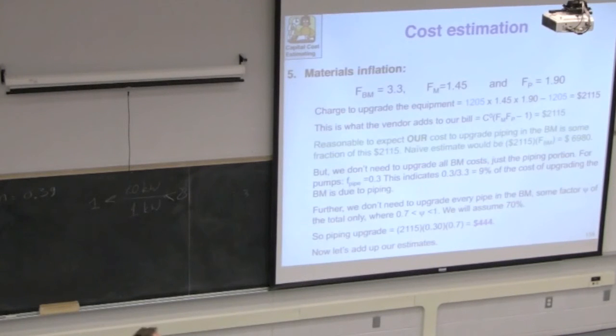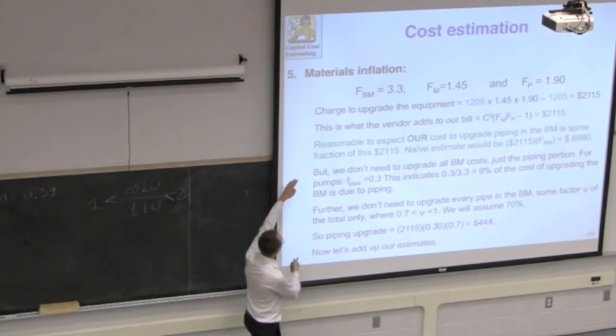Now let's look at the next steps where we upgrade the unit. The supplier of the pump is going to take that 1205, add on the materials factor and the pressure factor, and charge us an additional $2,115 to take it to the higher capability. So multiply by the pressure factor and the materials factor, and subtract out the base cost of the unit. This 2115 is the incremental cost. If a vendor supplies you a bill, you'll see the base cost and then another line below it for the upgraded cost. Okay. So that's that cost.